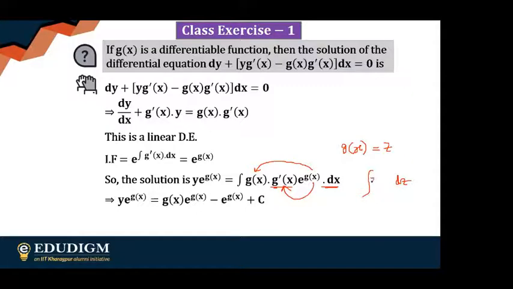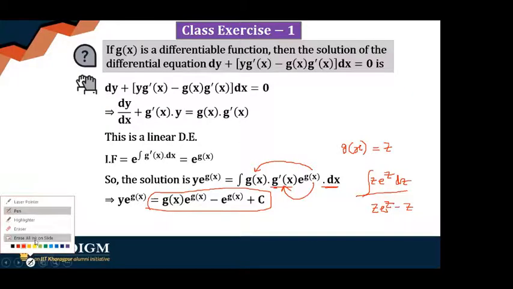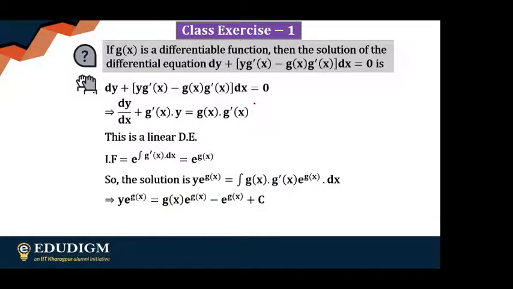g(x) is z and this is e to the power z. So you know what do we get from this one? We get z e to the power z minus z. So put the value of z, which is g(x), so you can clearly see what's going on. All right. So this part is very, very crucial. I have told you that for linear differential equations, for the IF as well as the last step, the RHS of the last step, in both the cases, you're going to need integration. So make sure you revise that.